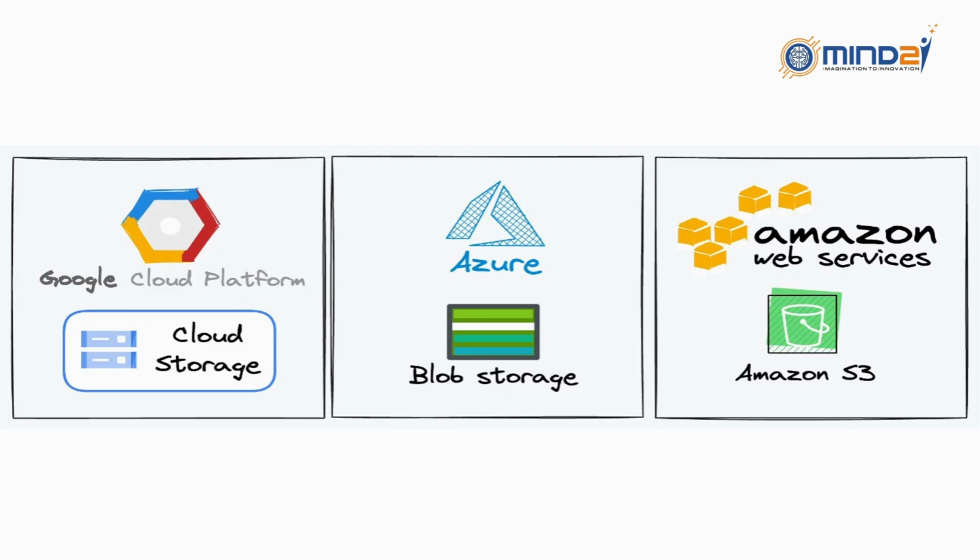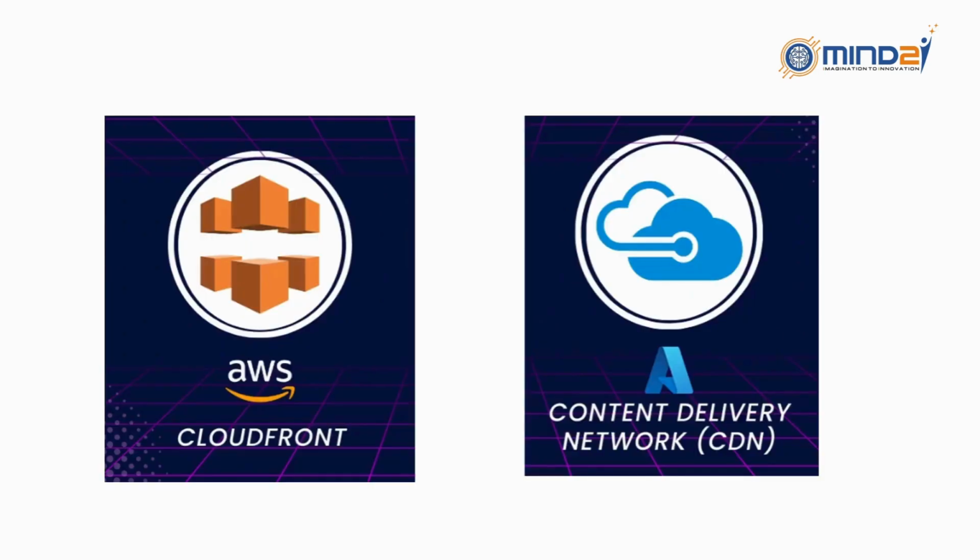For example, AWS S3 organizes content into buckets and offers features like versioning and encryption to manage and secure files effectively. Let's go to CDN. CDN stands for Content Delivery Network. To ensure quick and reliable access, these platforms integrate a content delivery network such as AWS CloudFront or Azure CDN. CDNs replicate content across multiple servers worldwide.